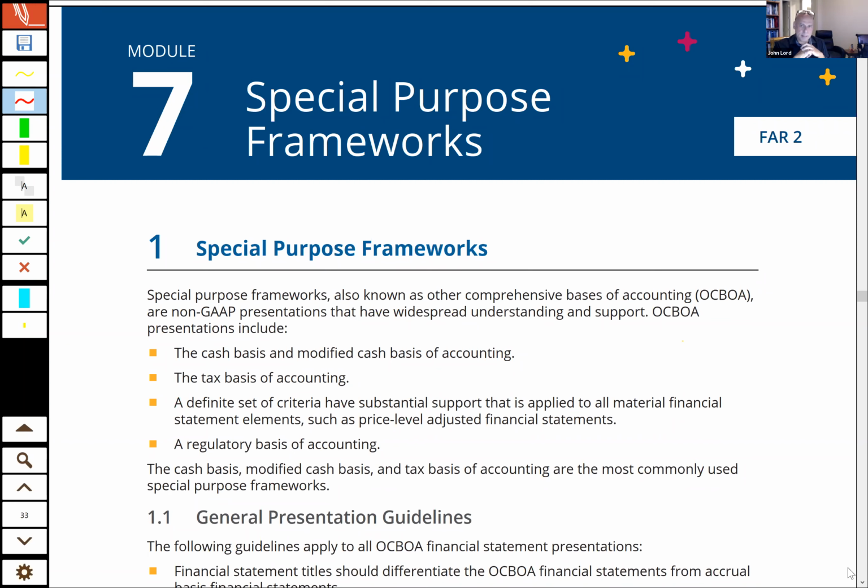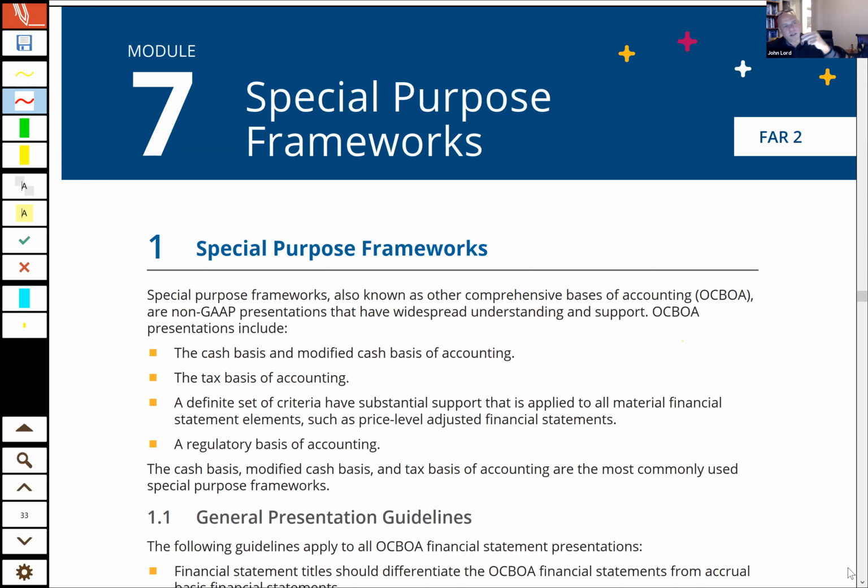Now, here's the big takeaway. You can't call the financial statements by the GAAP titles. The term balance sheet is reserved for a set of GAAP financial statements. The term income statement is reserved for a set of GAAP financial statements. You say, okay, so what are we going to call it? Just don't call it the balance sheet.